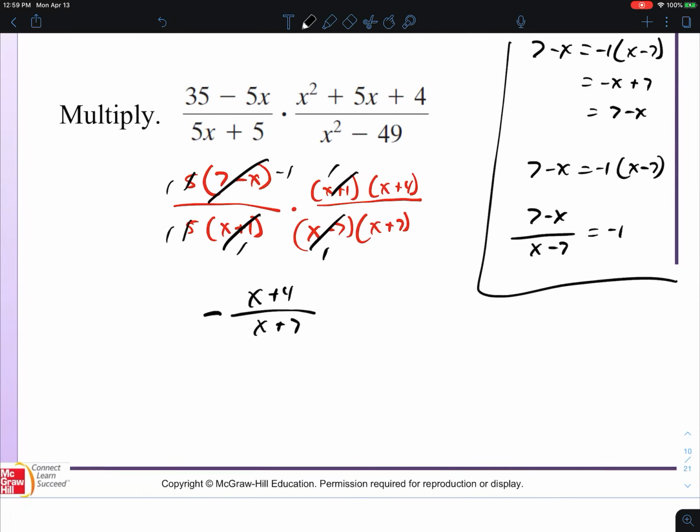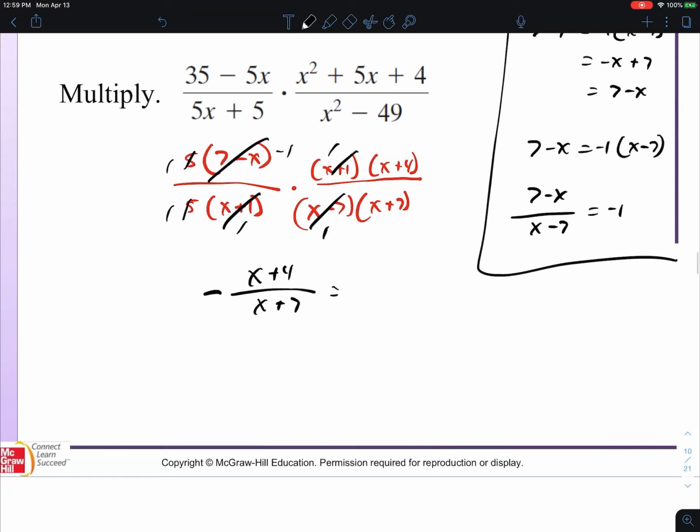Oh, negative, sorry, because I have the negative 1. So it doesn't matter where I put the negative. I can put it in the numerator. I can put it in the denominator. It's going to be the same thing no matter where I put it.